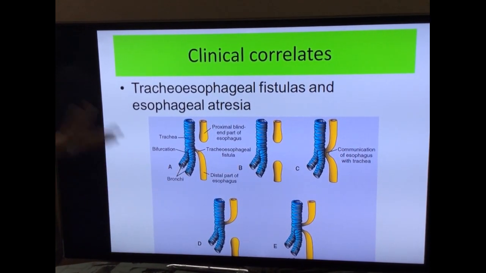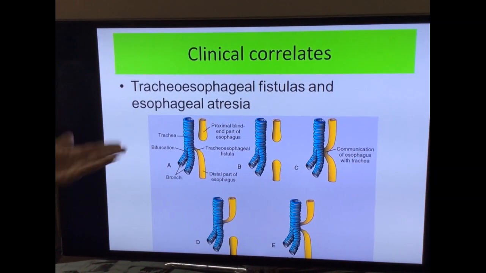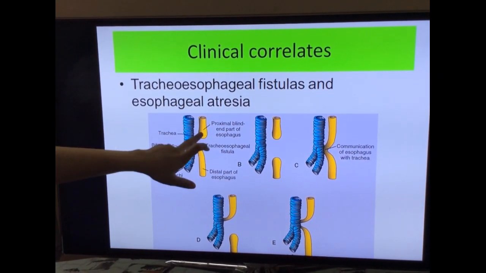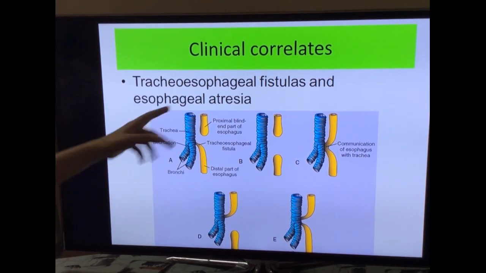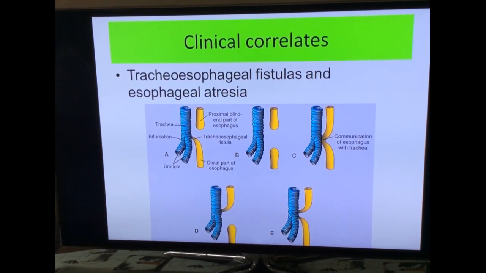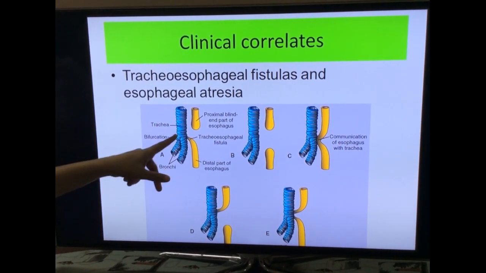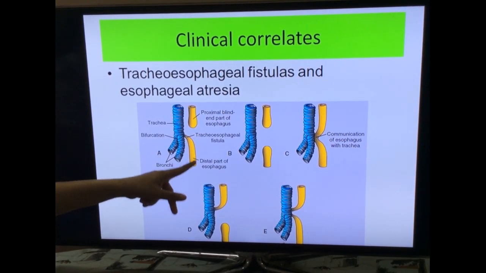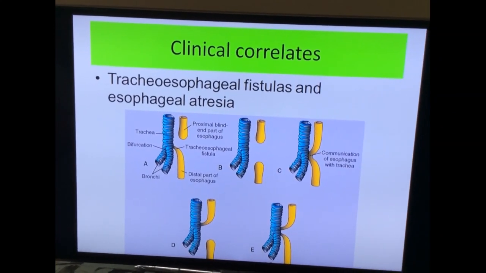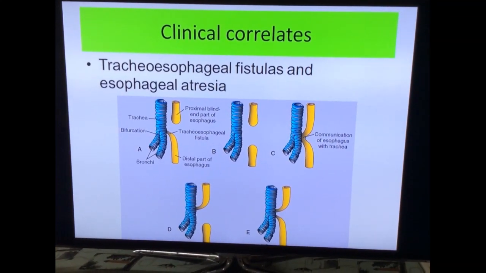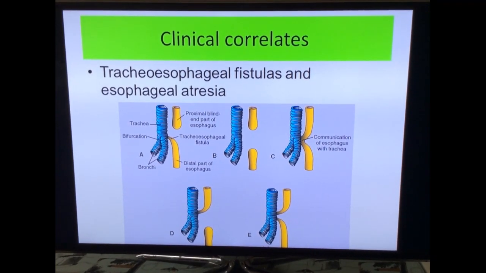Whenever the neonate is fed, the feed doesn't go to the stomach; it gets stuck and is regurgitated, and there will be vomiting. When you take an X-ray, the stomach will be filled with air, because whatever air the neonate is breathing can enter the lower part of the esophagus through the fistula, and even the stomach can be filled with air. These are some of the signs and symptoms. About 90% of neonates will have this type of tracheoesophageal fistula with esophageal atresia.